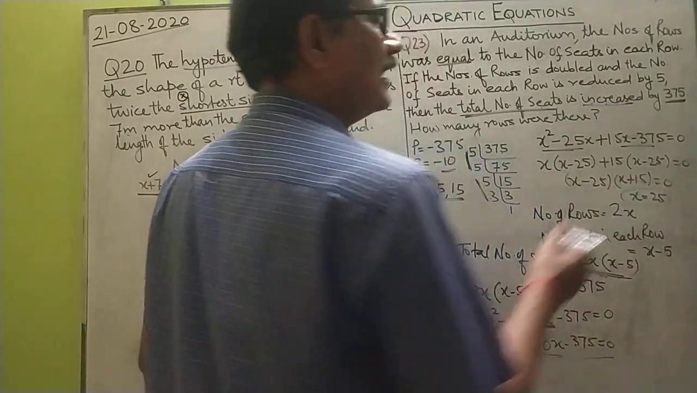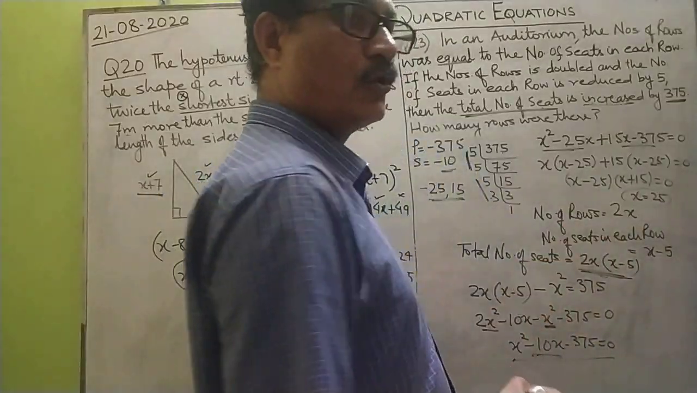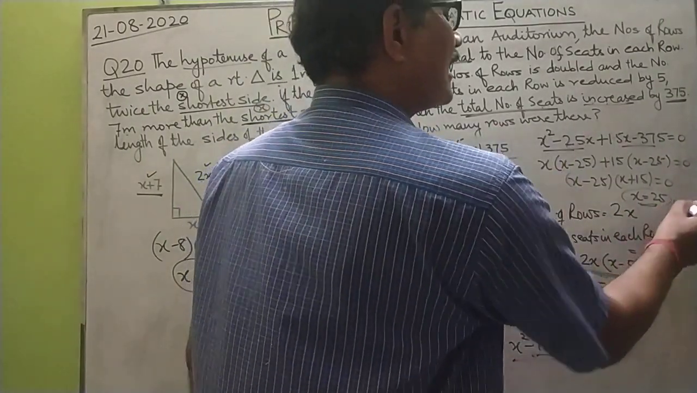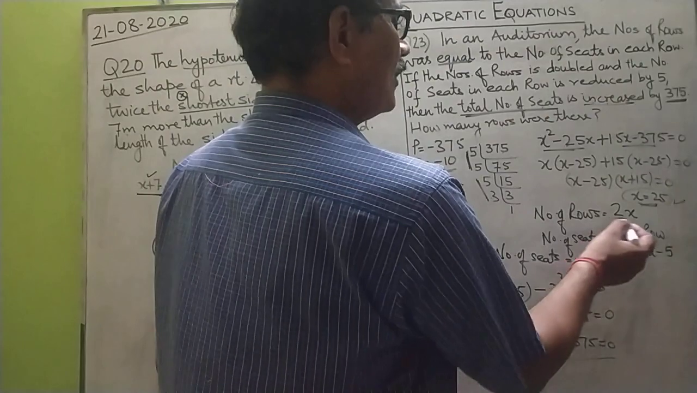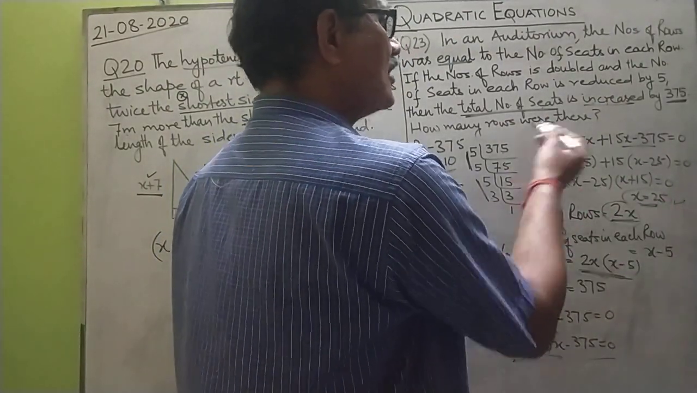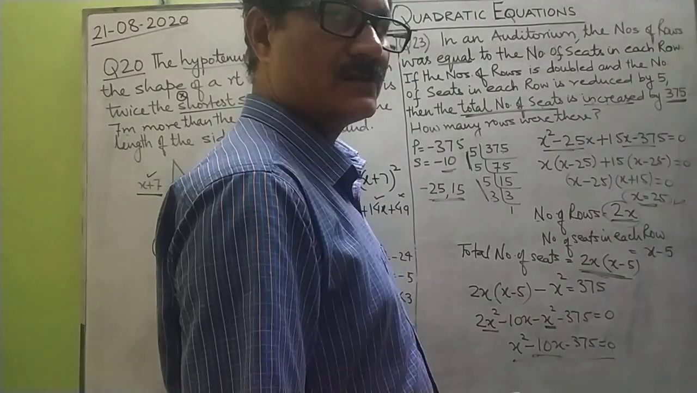It can't be minus 15 because x represents number of rows. So 25 rows. So how many rows were there? Means initial number of rows, not the new number of rows. They are not asking the number of rows in the second case, which is 2x. They are asking the initial number of rows, which is 25 rows. Okay, children?